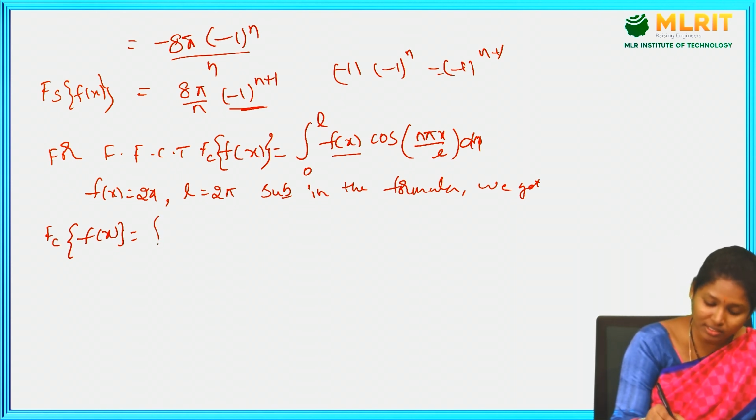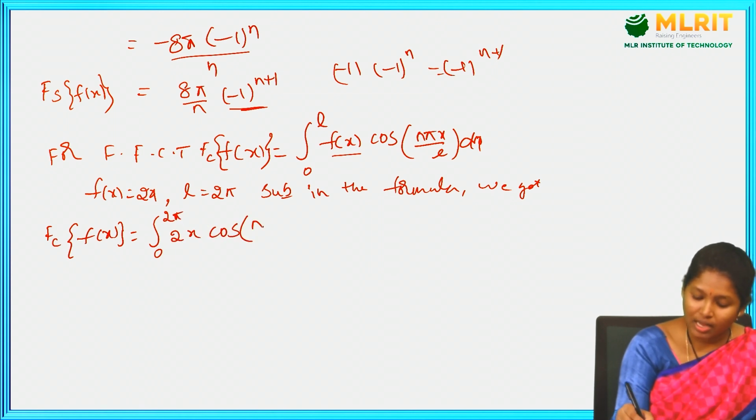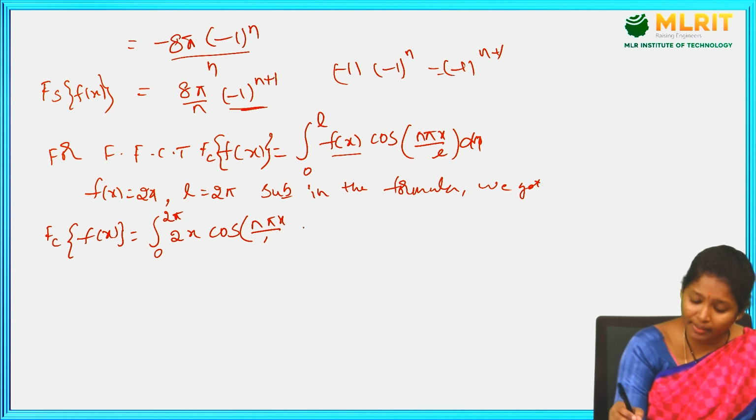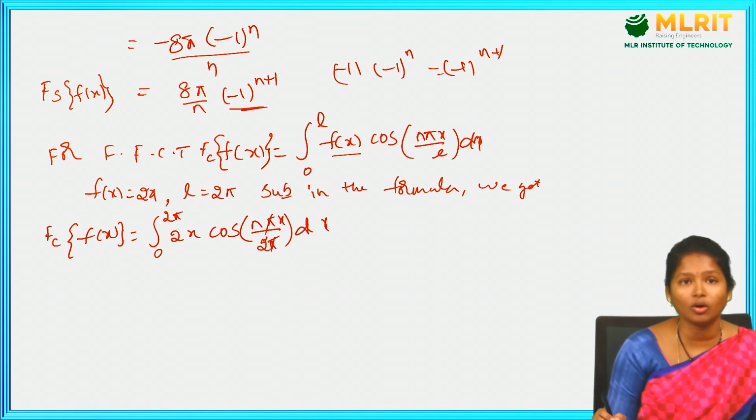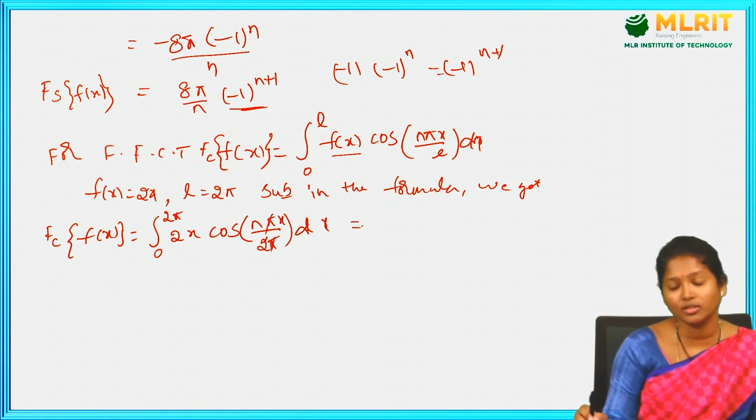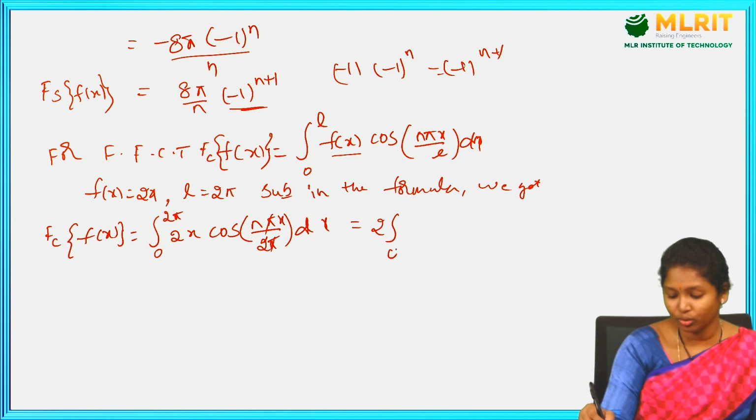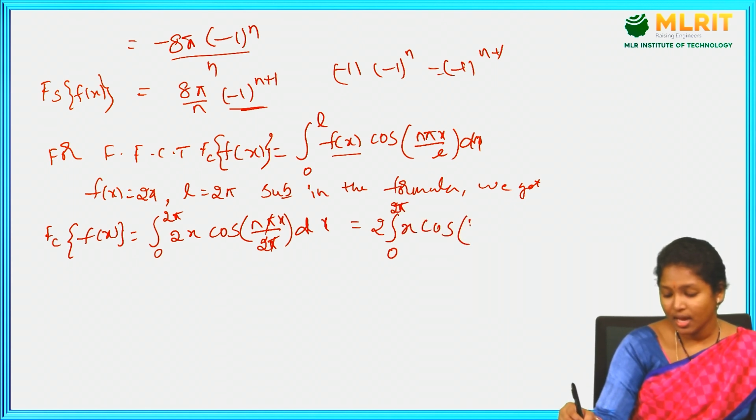So I will get the integral from 0 to 2 pi of 2x cos(n pi x / L), with L as 2 pi, dx. So pi will be cancelled out. 2 is constant, so it will be taken outside. So 2 into the integral from 0 to 2 pi of x cos(nx/2) dx.